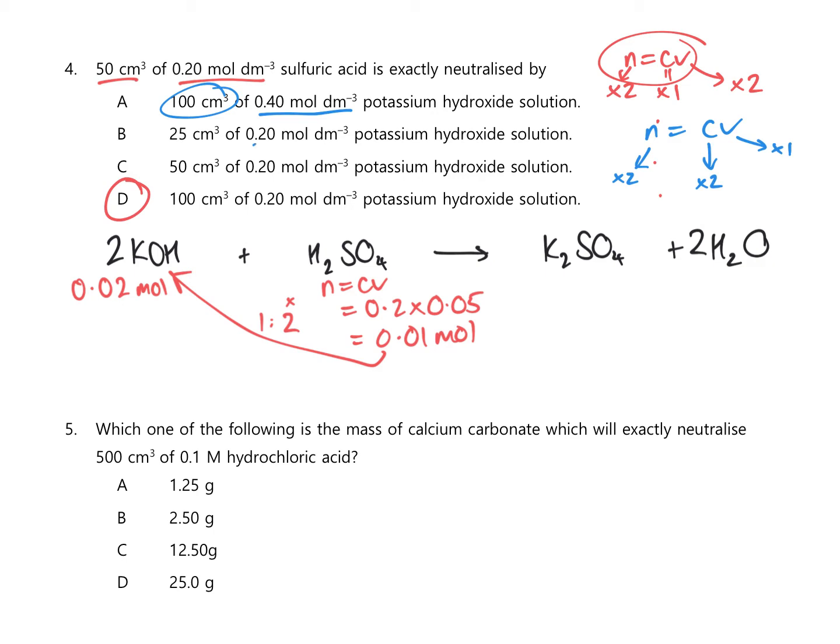So then we look through these options where we're keeping the concentration the same. I'll underline those in red. That's up to this option here. And we're looking for where the volume has doubled. And the volume has doubled in part D, which is our answer.